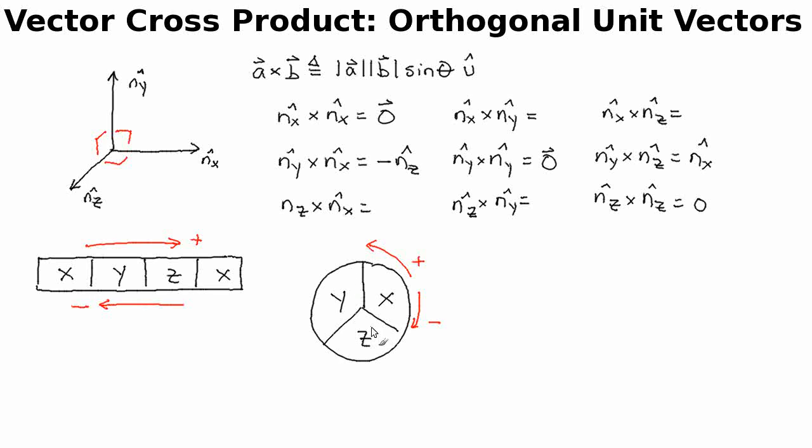So we go nz crossed with nx. We're moving in the positive direction, and we get ny. And let's do another one, nz cross ny. Here we have z and then y, which is moving in the negative direction, so the result is negative nx.